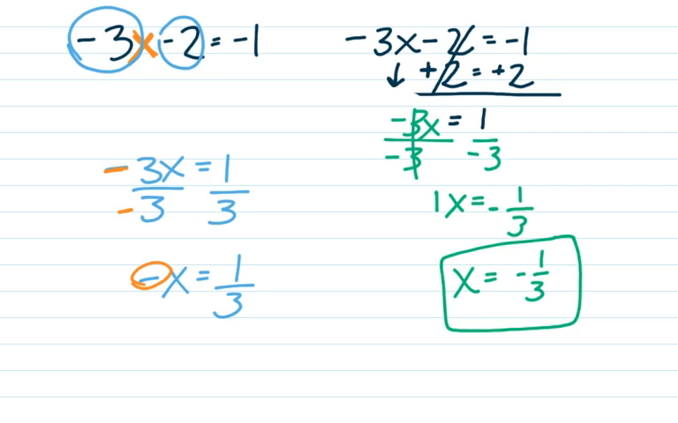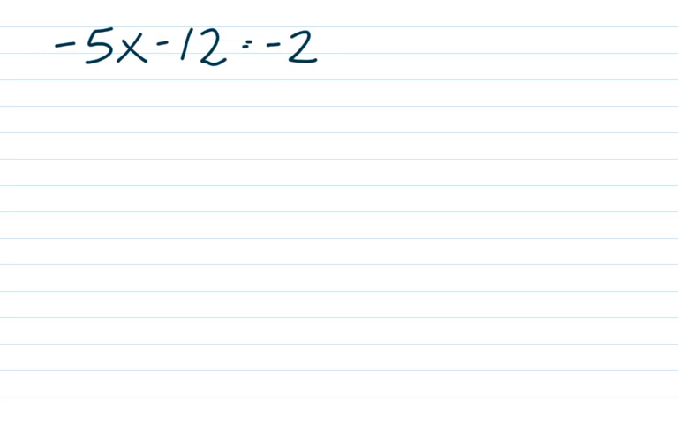Let's do one more. Okay, here I have negative 5x minus 12 equals negative 2. I need to solve for the variable, which is x, which means this negative 5 has to go, and this minus 12. We know we get rid of the negative 5 last because it's attached to the variable. These are a team. They stay a team or a pair up until the very end.